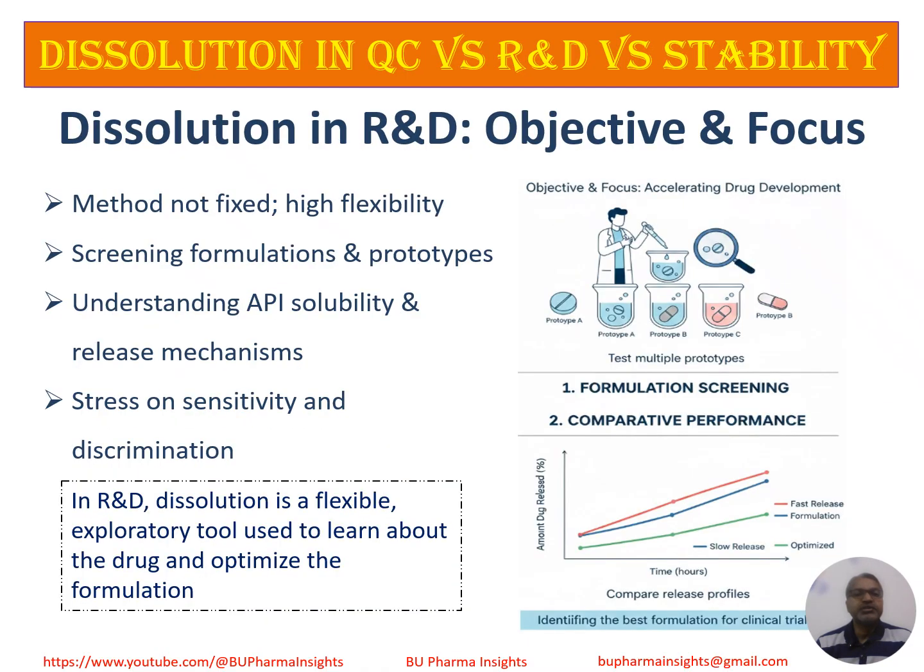In R&D, dissolution methods are exploratory, not official. Teams freely adjust pH, medium, apparatus, agitation, and surfactants to understand how the formulation responds. The goal is to screen prototypes, study API solubility and release mechanism, and optimize the formulation. That's why high sensitivity and strong discrimination are critical in R&D, to detect even small differences between formulations. In short, R&D dissolution is flexible, investigative, and learning focused.